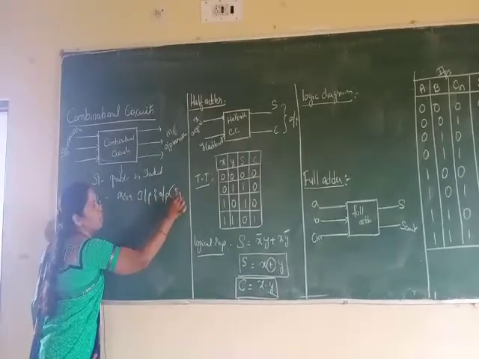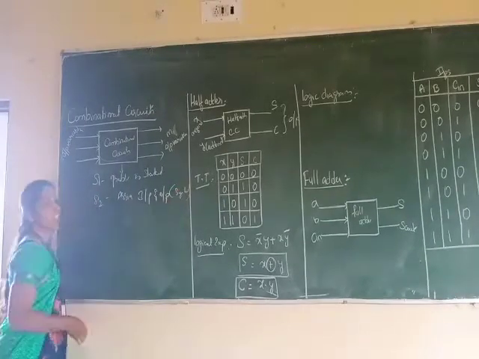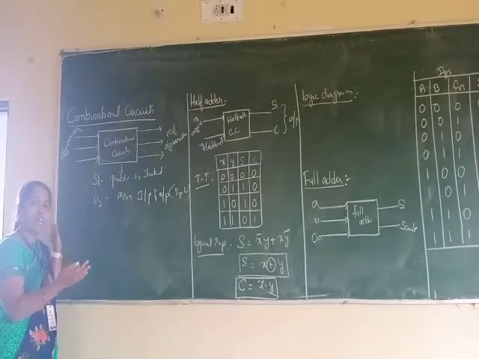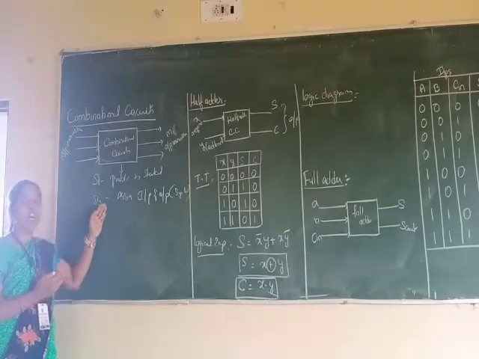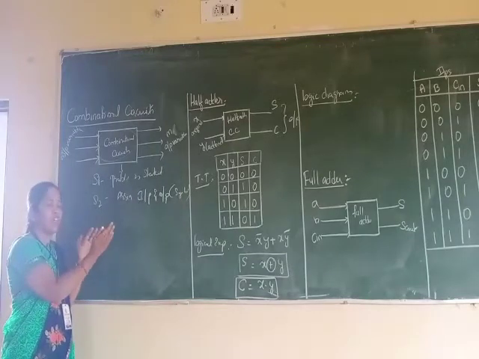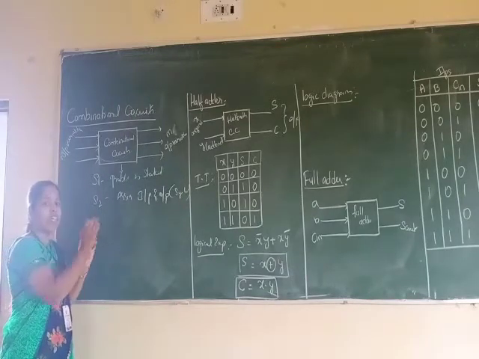Using what? Using some symbols. Already I told you, the symbols we use in logic gates are from small a to small z and capital A to capital Z. So the second one is assigning input and output variables. Any symbol you can take and assign for the input as well as the output.